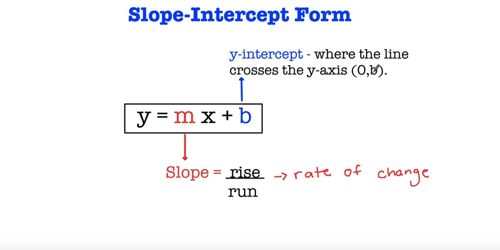So our y-intercept is also known as our initial value. So if you hear the term initial value, just know that we're talking about the y-intercept. The reason why it is called initial value is because it's where the line intercepts the y-axis, and because x is 0, it's considered our initial value.